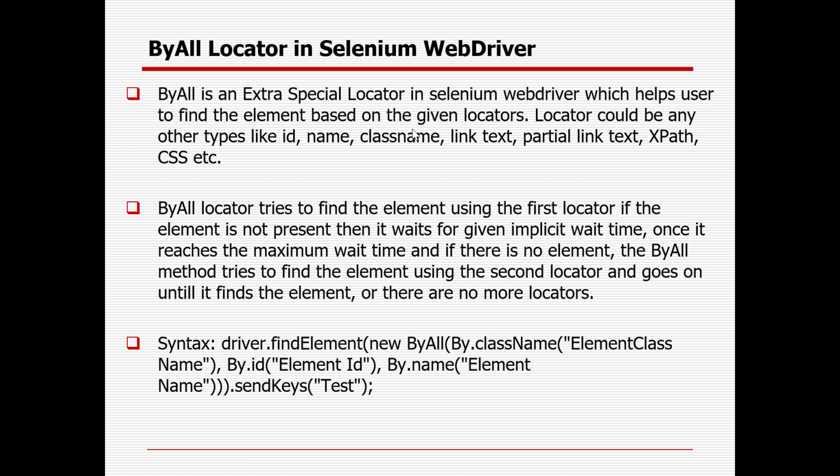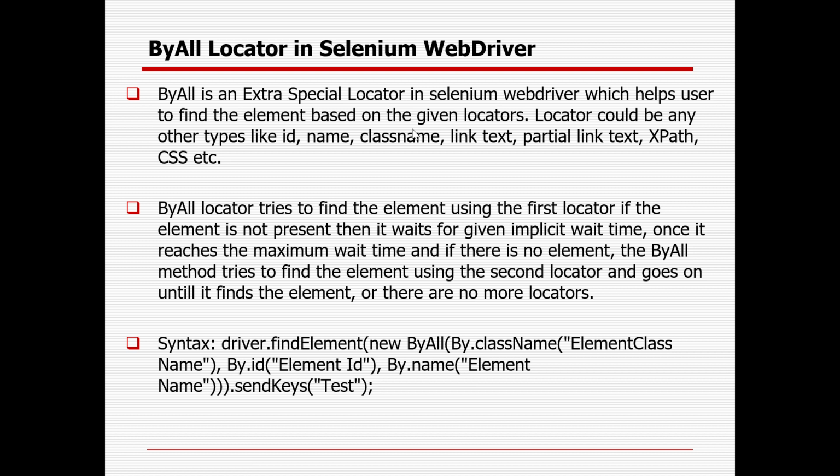ByAll is an extra special locator in Selenium WebDriver which helps the user find the element based on the given locator. Locator could be anything like ID, name, class name, link text, partial link text, XPath, CSS also. So ByAll Locator tries to find the element using the first locator. If the element is not present, then you wait for the given implicit wait time. Once it reaches the maximum wait time and there is no element present, then ByAll tries to find the element by the second, third, fourth, like that.